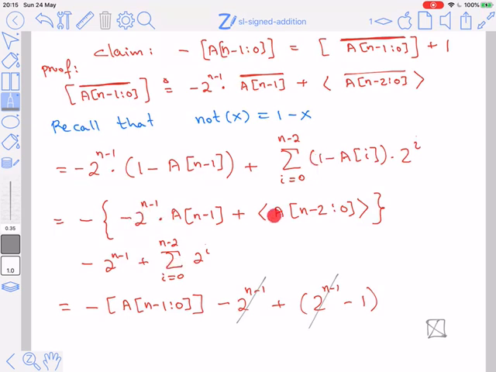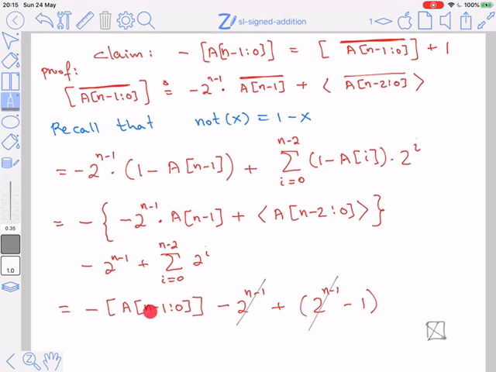Finally, inside the parentheses, we have the number represented by A from position n minus 1 to 0 in 2's complement representation minus, this is this minus 2 to the power of n minus 1, and this power series evaluates to 2 to the power of n minus 1 minus 1. So these two things cancel out, and we're left with minus the number represented by A in 2's complement representation minus 1. So if we move this 1 to here, we get that we proved the claim.